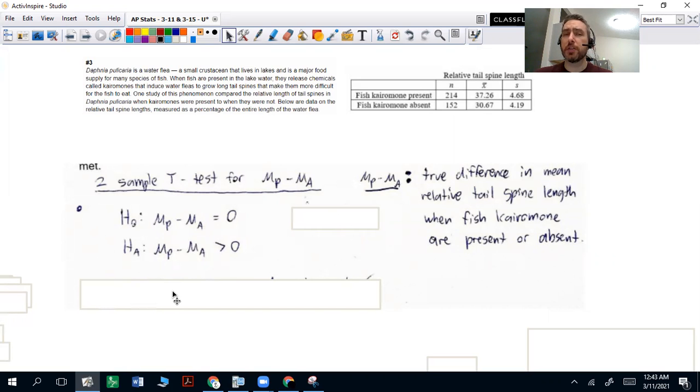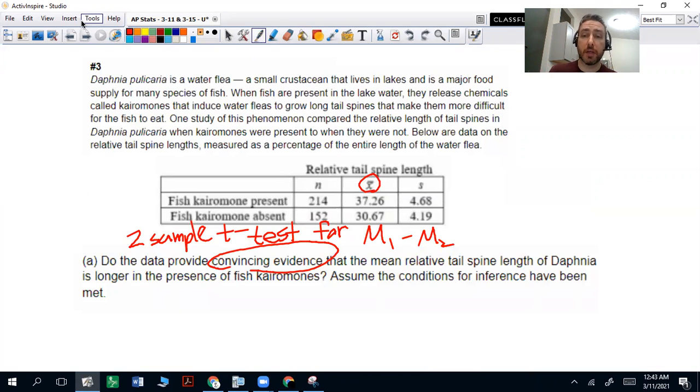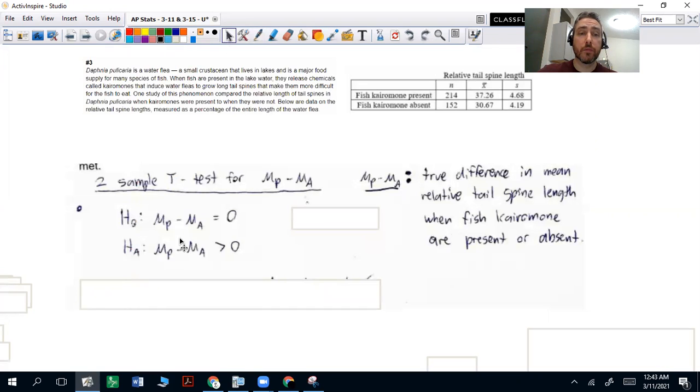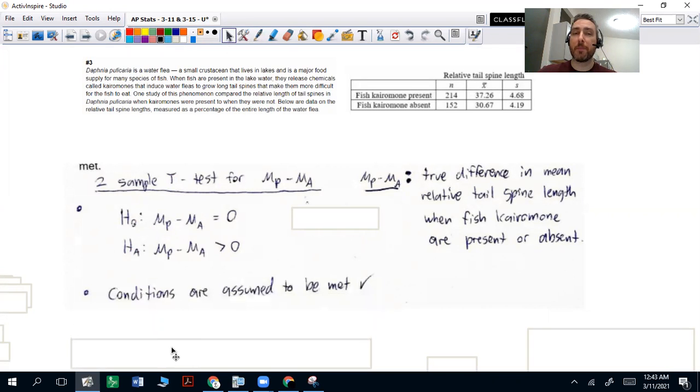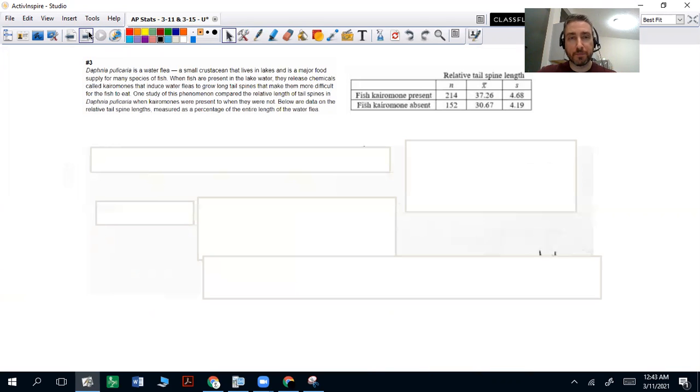And let's talk about the conditions. This one's kind of nice. It says the conditions have been met. Right there, assume the conditions are met. Where does it say that? Oh, that's in the previous problem, right? Assume the conditions are met. So all we got to say right here, conditions are assumed to be met. So let's run the test.